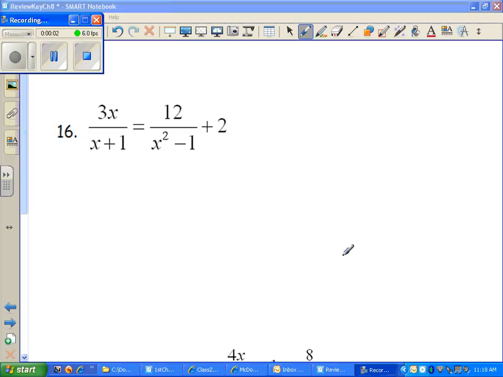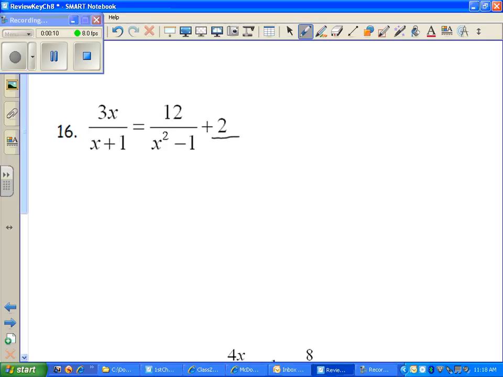To solve number 16, again, we need the common denominator. There's 3 pieces here, so you cannot just cross multiply. You need to pretend that the 2 is over 1, so that you're looking at each denominator. And we need to factor this denominator to see if it has anything in common with the other one.